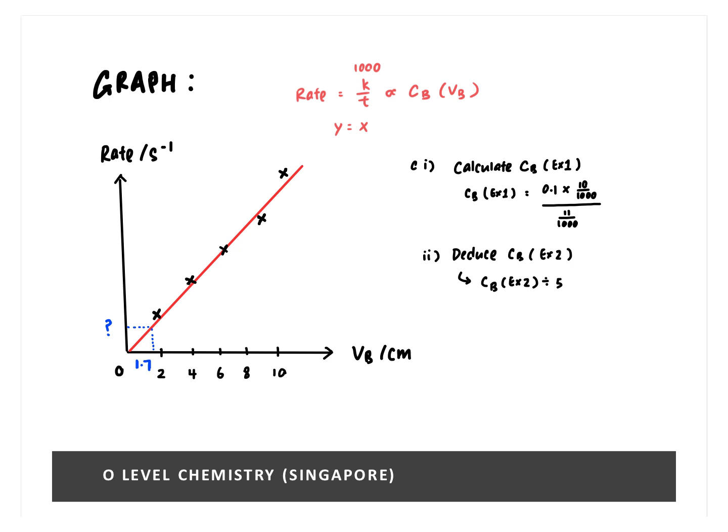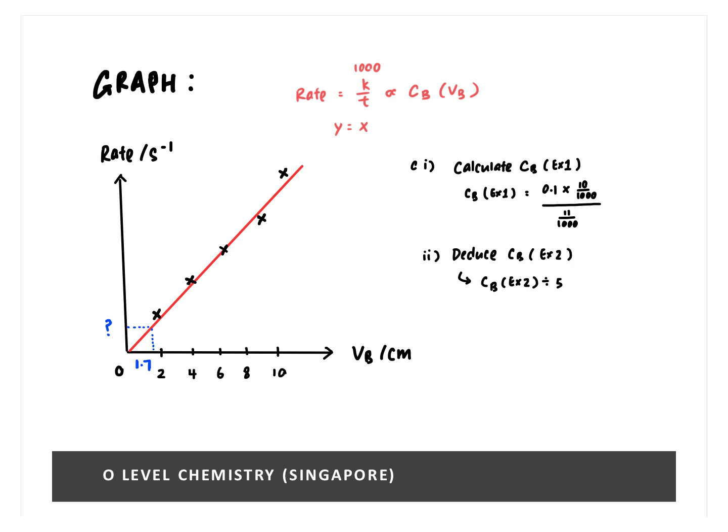So in part B, part 2, you are supposed to find the speed of reaction should 1.7 centimeter cube of B be used. That you can easily find from the graph. So you're supposed to locate x equals to 1.7, and from the line that you have drawn, find the corresponding y value. That would be the rate at which 1.7 centimeter cube of B was used.